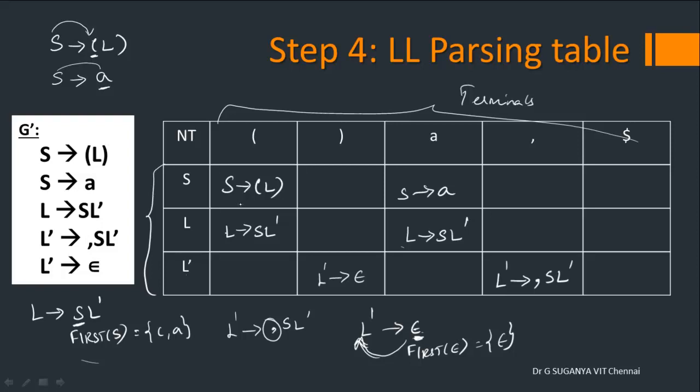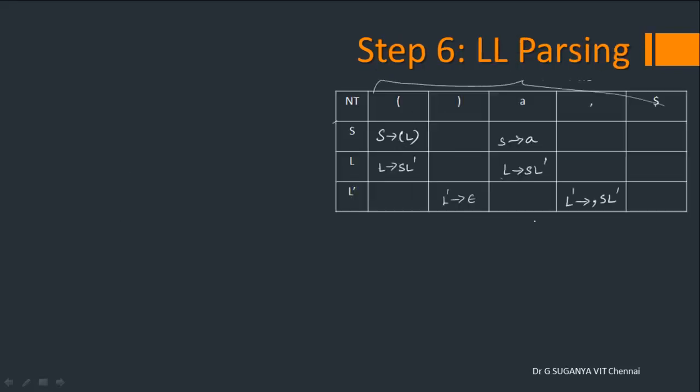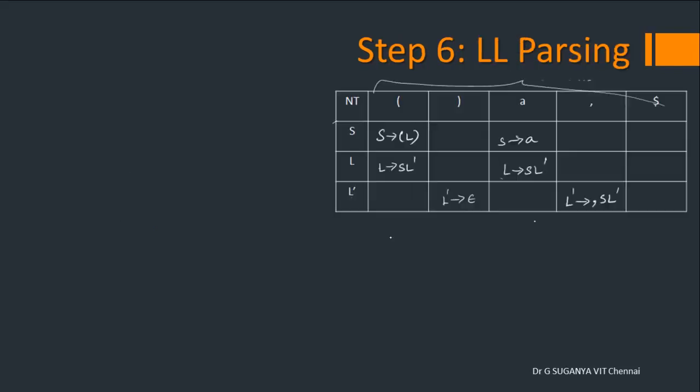Once we have constructed this LL parsing table, the next step is to check whether the grammar is LL or not. It's pretty simple. In all the cells, if there exists only one production, we say it is an LL grammar. Otherwise, if there exist two productions in the same cell, the system will get confused about which one to choose, and hence it is not an LL grammar, and we have to choose some other parser for the corresponding grammar. In this case, it is quite clear that it is an LL grammar.